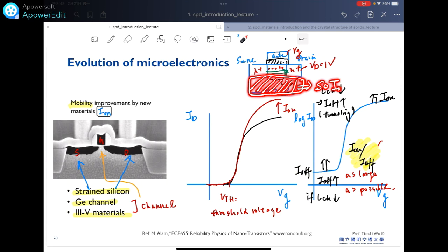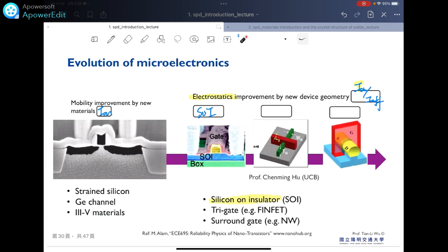Because the off-state current mainly comes from our substrate here, if we try to replace the substrate with an insulator, ideally we should be able to improve our off-state current. Another one is the tri-gate here. Tri-gate is mainly related to what we call the FinFET structure.